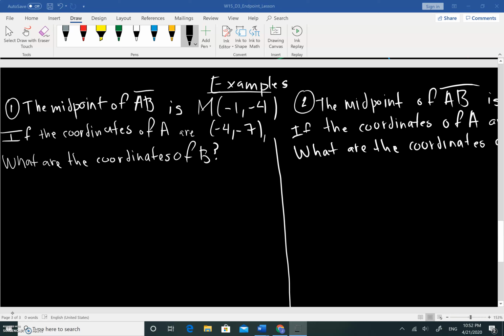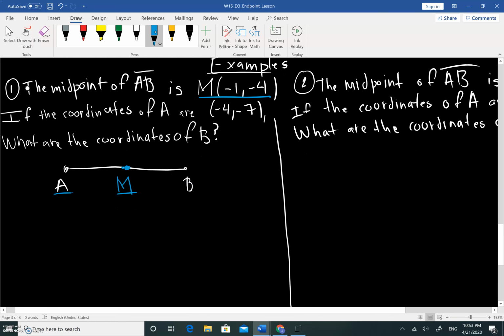So let's draw a quick diagram just so we can get an idea of what's going on. So we have A, and then this is B, so that's segment AB, and we are given M is (-1, -4). So M is the midpoint. Let's put it somewhere around here. So we are given A and we're given M. So we're looking for B.